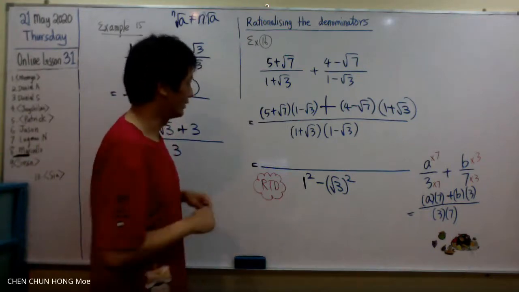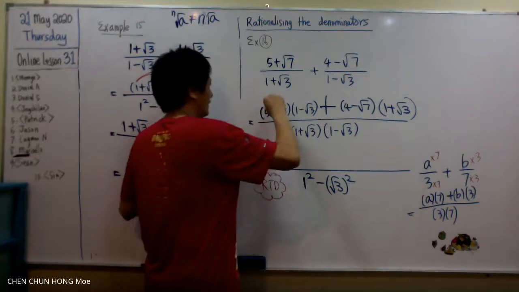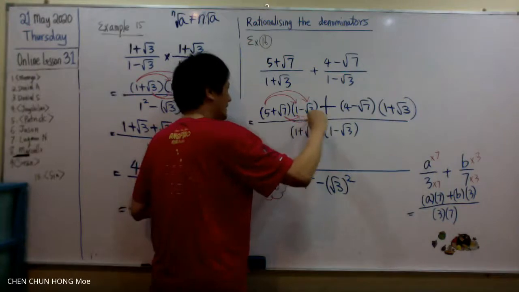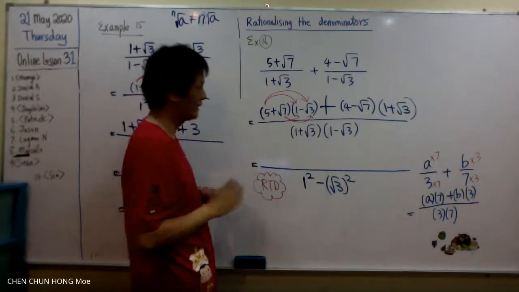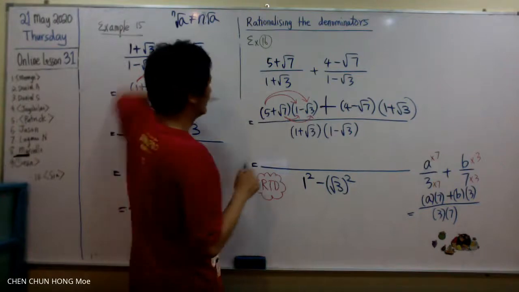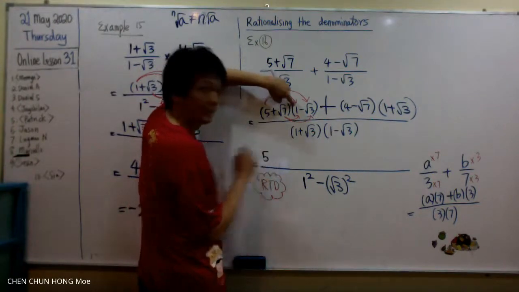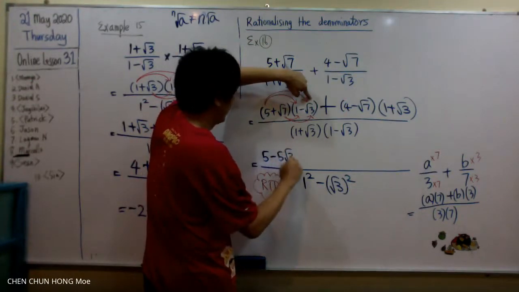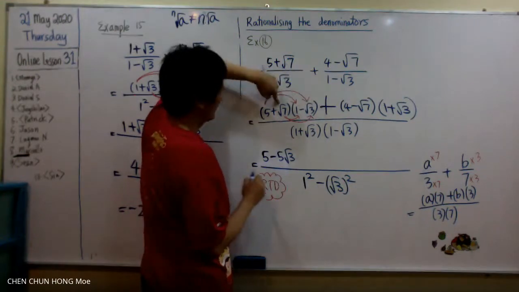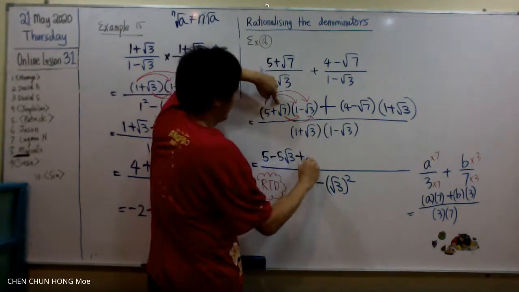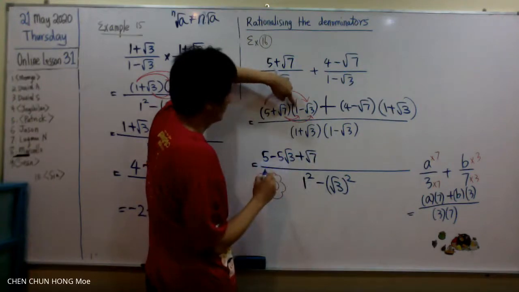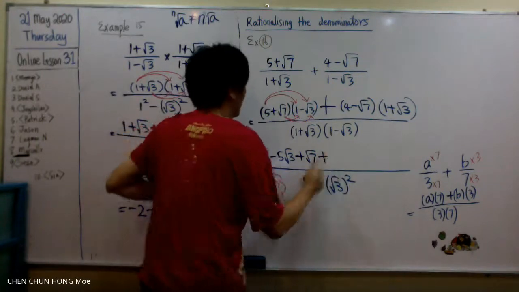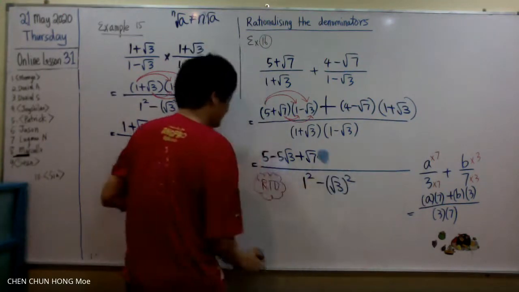My hand is painful. Okay, now up here, as usual, we do more of this effort. That's why the last section was important also. If you don't do the last section, you find it a bit difficult. Here, 5 multiplied by 1, 5. 5 multiplied by this, minus 5 square root 3. Plus square root 7, because multiplied by 1. Now, this plus, minus, how then? Plus, minus again.